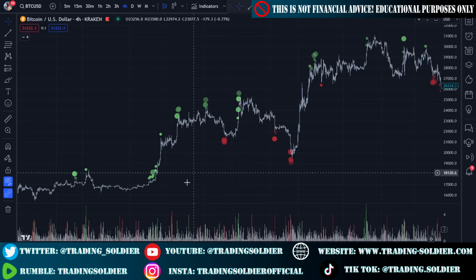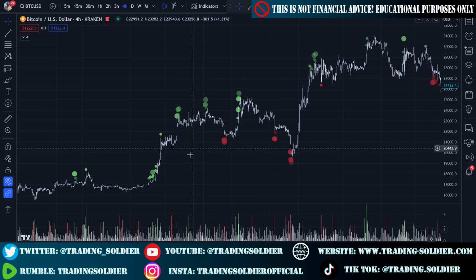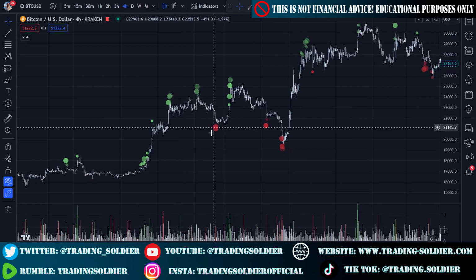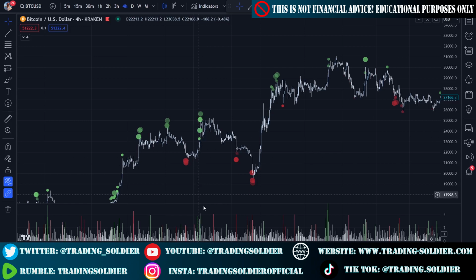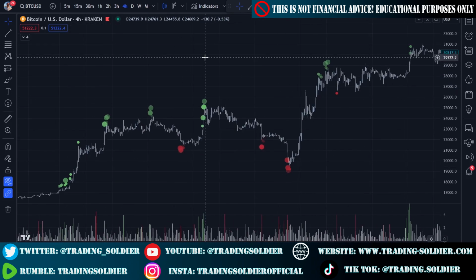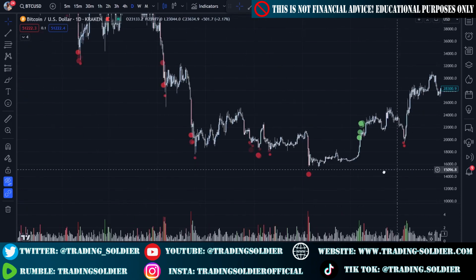Once we have these indicators loaded into our TradingView chart, we can begin following the strategy. Basically, the strategy is that we buy when we see red bubbles and red volume, and we sell when we see green bubbles and green volume. This strategy works pretty well in the 4-hour chart and in the daily time frame, but I use it mostly in the daily time frame.